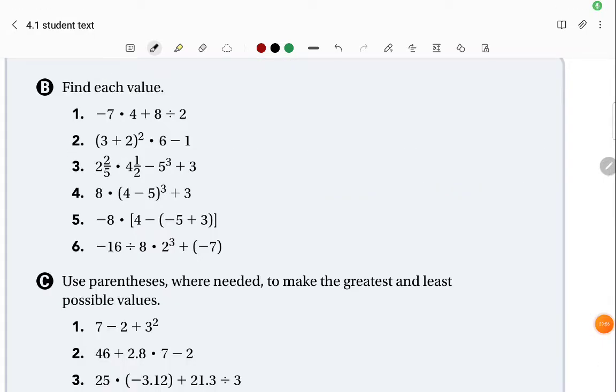Now what I want you to do is go ahead and rewrite all of these in your notes, 1 through 6. Rewrite them exactly as they are, and then work them out step by step. Okay, make sure that you are taking your time and rewriting them as you go along. Come back to the video and see how you did.